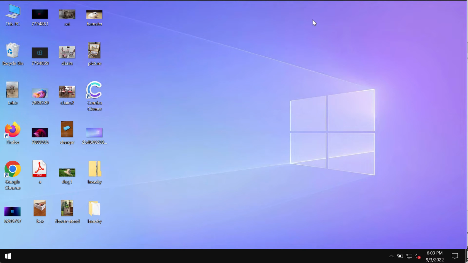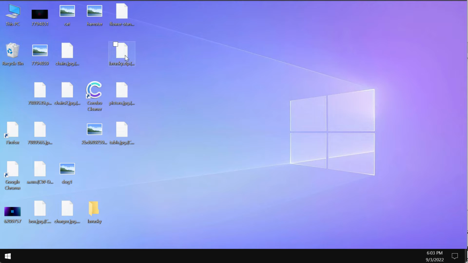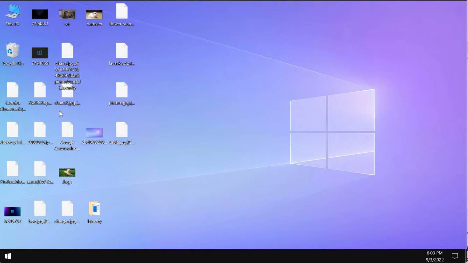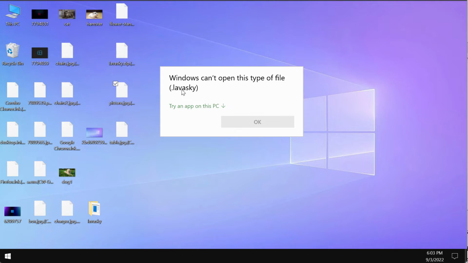Very soon, especially after users restart their computers or sign out and sign in again, they notice that something bad has happened with their files and that the files got damaged and encrypted by this Lavasky ransomware. The good thing is that I'm using my test computer, but the bad thing is that this ransomware may also affect real computers. It is called Lavasky because it encrypts files and adds this special Lavasky additional extension to the files.